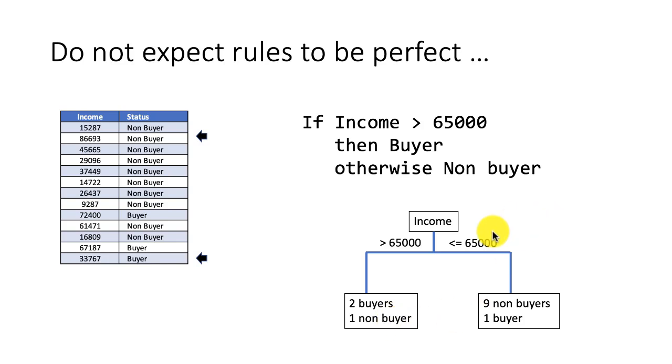And in the case of the income being less than or equal to 65,000, there are 10 such cases that satisfy this condition. And out of those, it turns out that 9 of them are non-buyers, only 1 is a buyer.